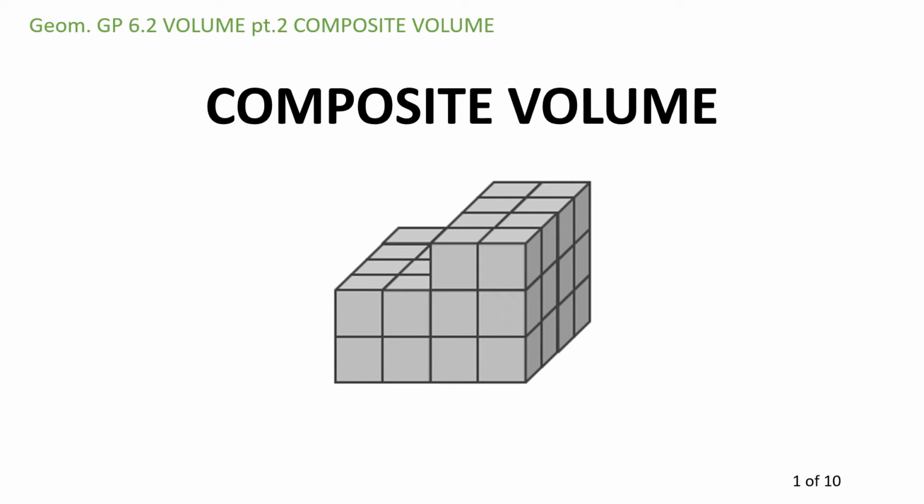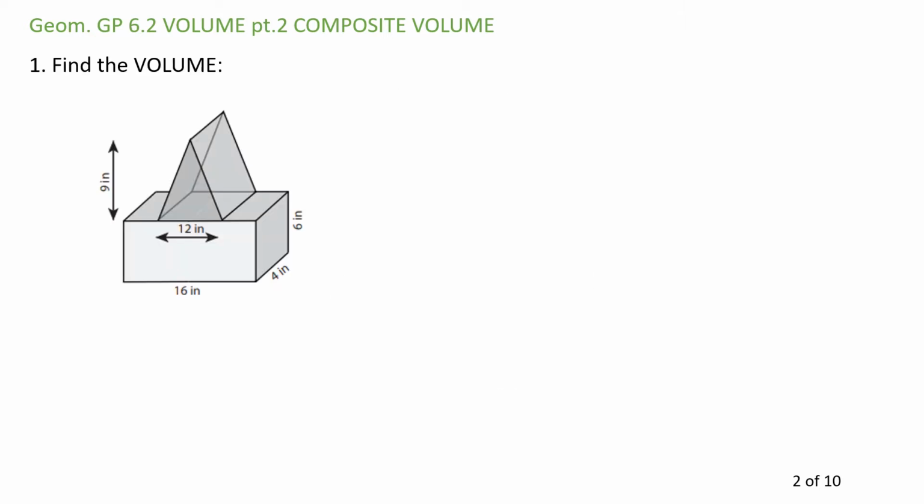Hello geometry students. In this lesson we're continuing volume, only in this case we're doing irregular shapes where you actually have to combine volumes of different things. Looking at this first one, I have a box on the bottom that would be a right rectangular prism, and I have this wedge on the top that would be a right triangular prism. I have to find the volume of each one of them separately and then add them together.